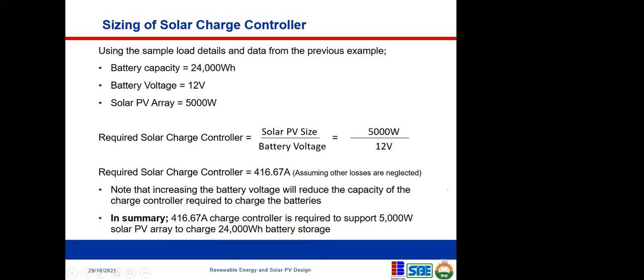So in summary, we have finished our design now. We need a charge controller of 416.67 amps. That's the charge controller required to support a 5,000 watt solar PV array to charge 4,000 watt-hour battery storage. This is all you need in a solar PV system: the panel, the battery sizing, the charge controller, and then what else? I think that's all you require.